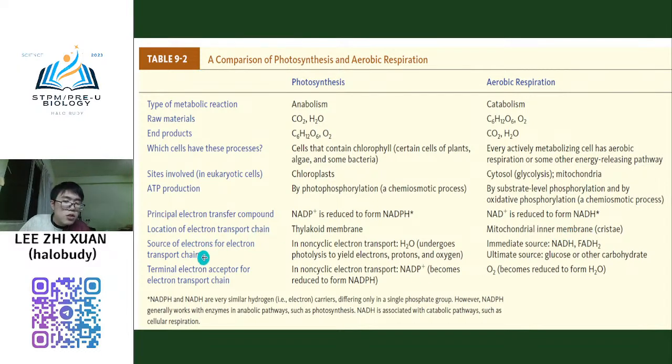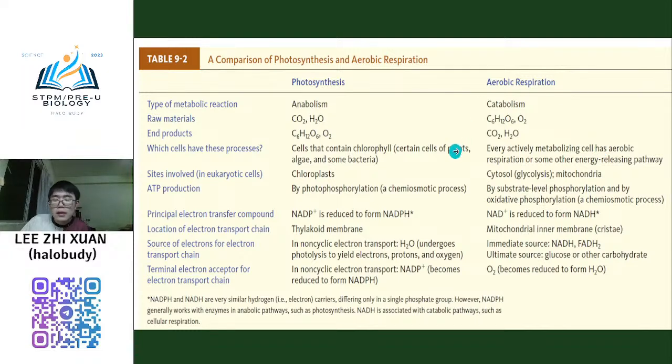And then the source of electrons for photosynthesis is water. Water acts as the electron source, but for aerobic respiration it normally uses energy carriers, NADH or FADH, and also the glucose molecule. And then the terminal electron acceptor for photosynthesis is NADP+. But for aerobic respiration, oxygen is the terminal electron acceptor.